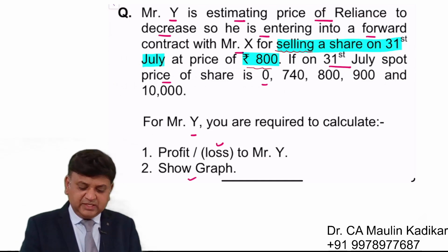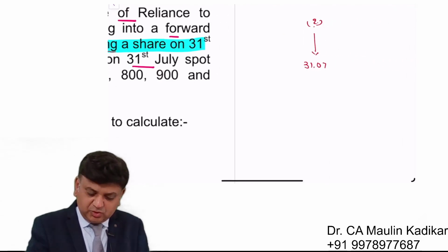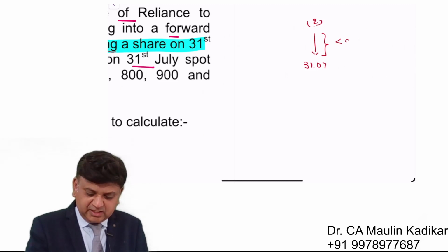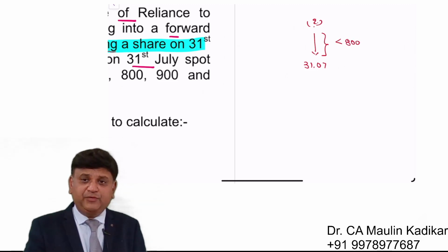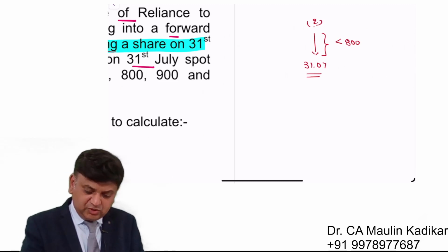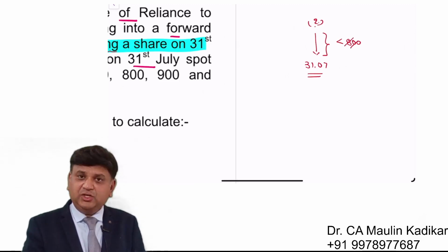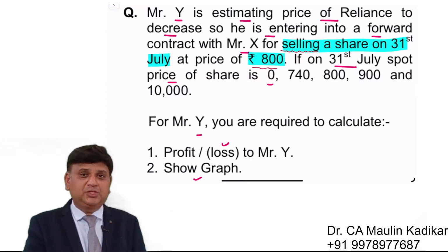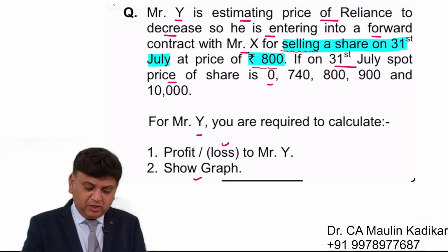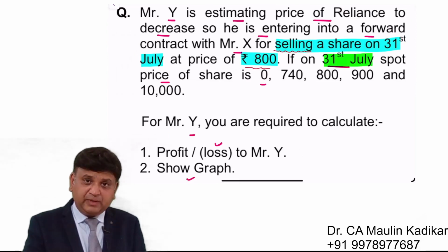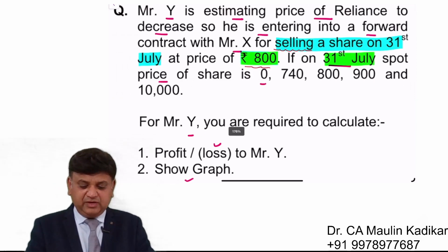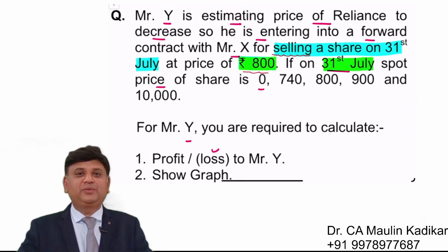Listen to me carefully. There are definitely chances that during this time Mr. Y is able to purchase the underlying asset at a price less than 800, so that he will have a sharp profit at this point of time. However, we will always assume that during this time period, the security will not be purchased. For the purpose of notional profit or loss calculation, Mr. Y will purchase the security on 31st of July at the spot market price, and it will be sold at the rate of 800. That is the kind of assumption that we will have throughout for the purpose of making the calculation of the profit or loss.